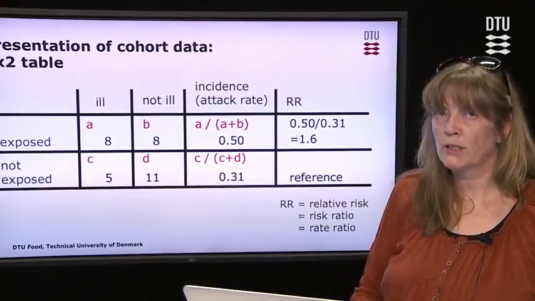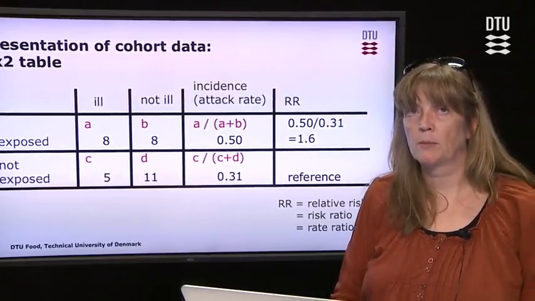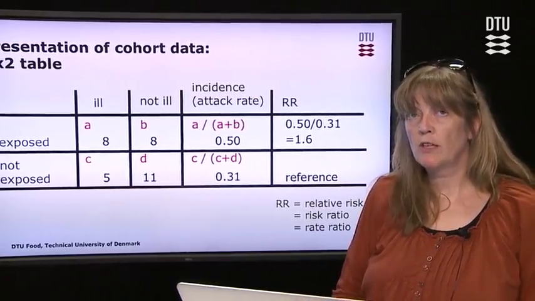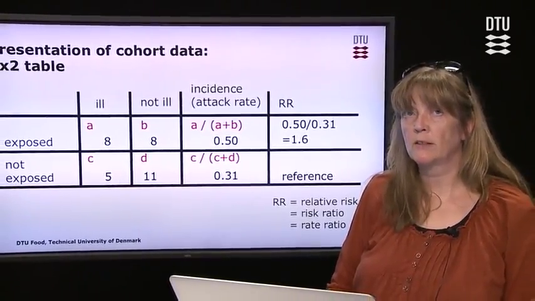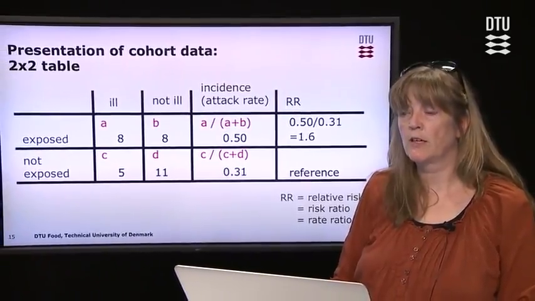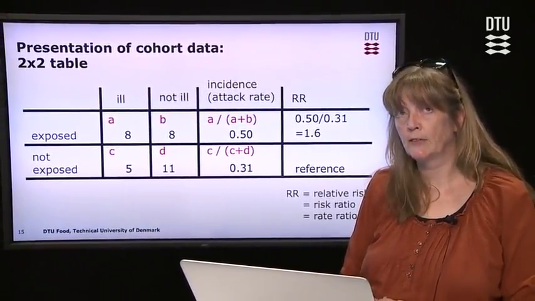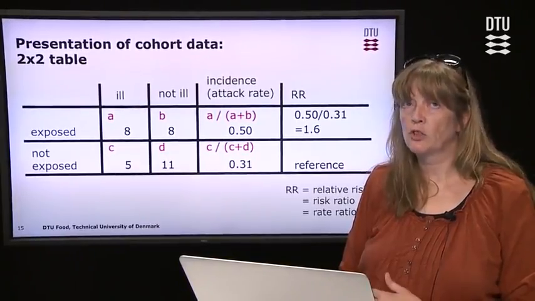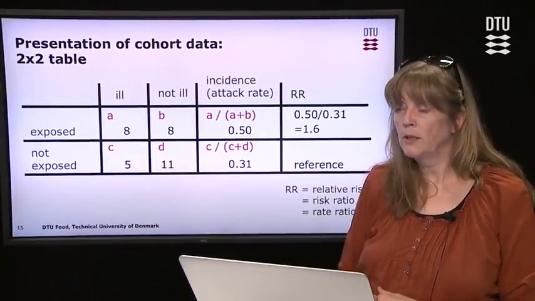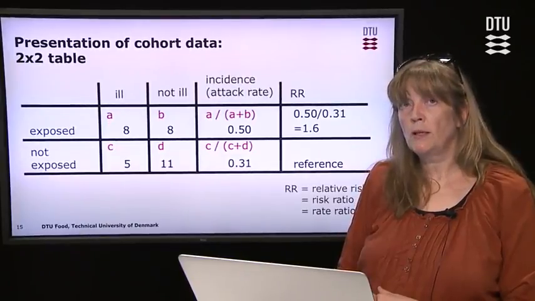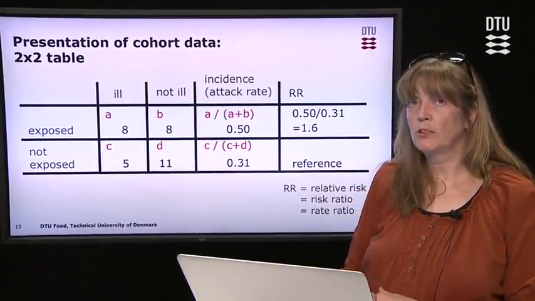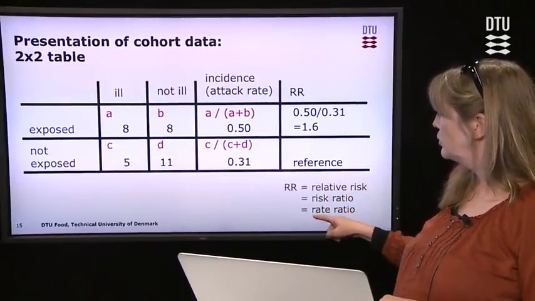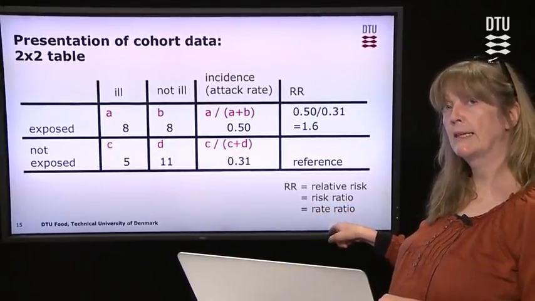A risk of 1.6 suggests that this is a risk factor, particularly if it's also statistically significant. So if you have a relative risk that is above 1 and statistically significant, it's a risk factor. If it's below 1 and statistically significant from 1, it's a risk-reducing factor. And if it's just around 1, then it's neither. You will probably, when you read through literature, find all these different names: relative risk, risk ratio, rate ratio, but it's actually the same, just so you know.